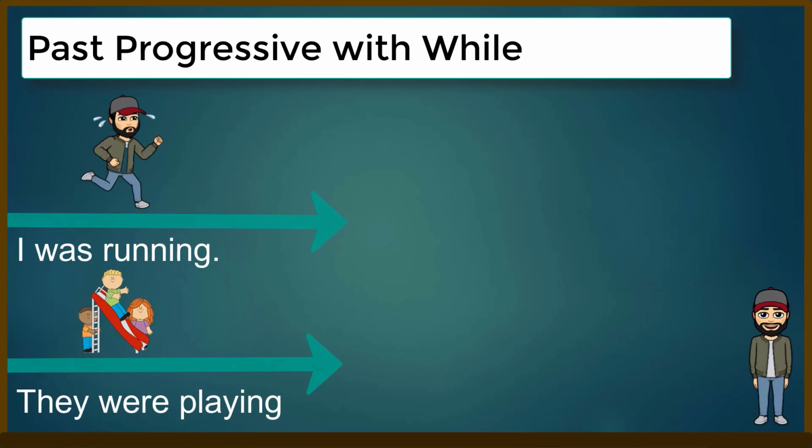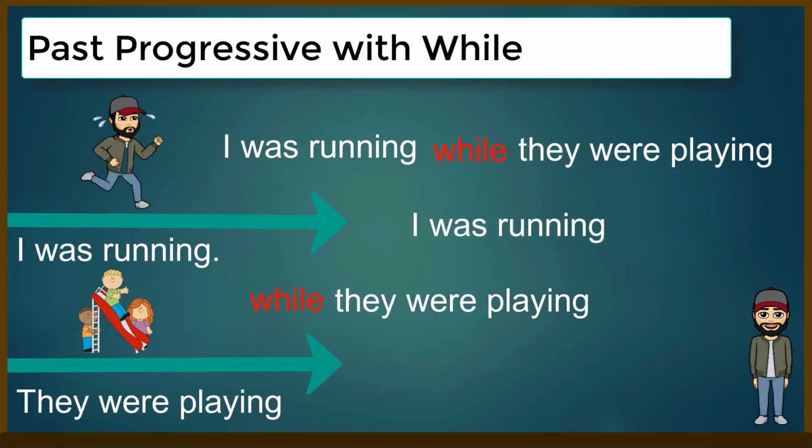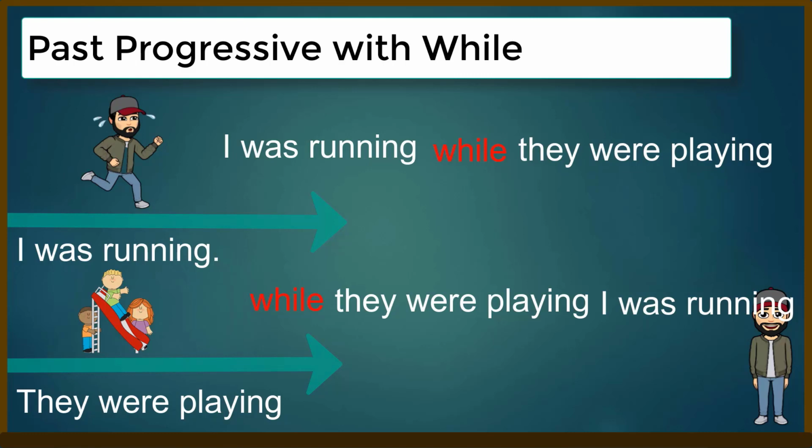If I want to make them into one sentence, I use while. For example: I was running while they were playing. There's another way you could put it: While they were playing, I was running. Now in this one, in the second sentence, you have to add a comma.